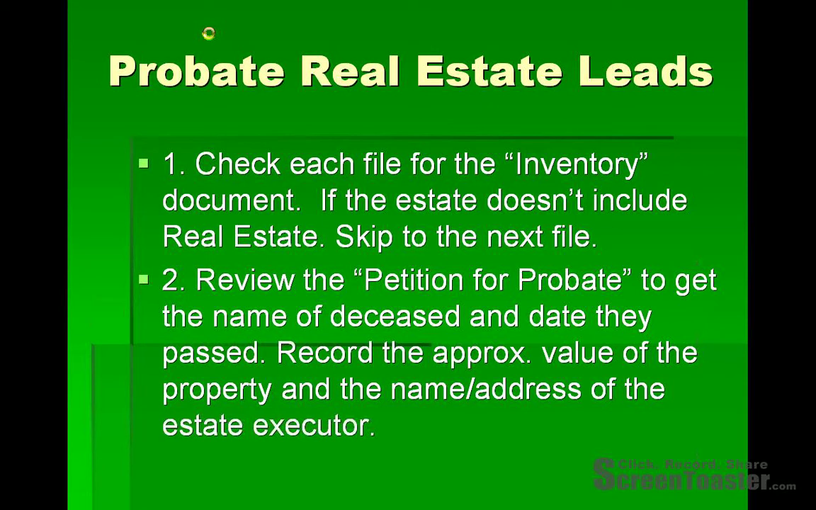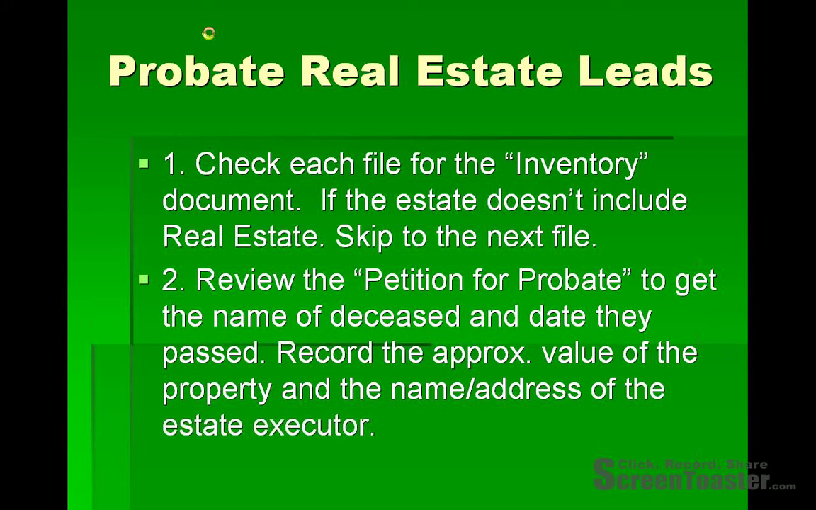So step number one, you want to check each probate file for the inventory document. It'll most likely be towards the middle of the page, it'll list the approximate value of the personal property and the approximate value of the real property. If there's no real property, aka real estate, just skip to the next file, because we only want to deal with probate files that have real estate.